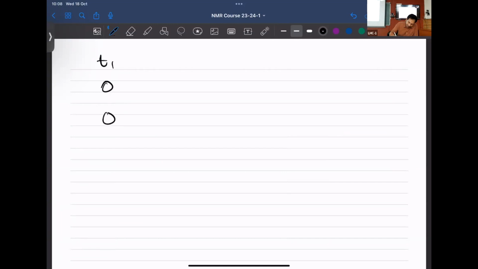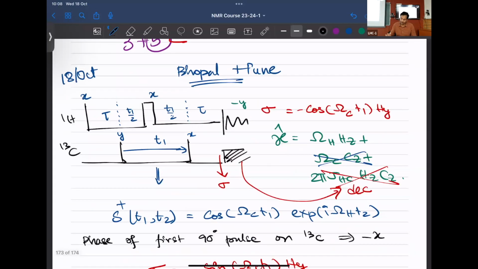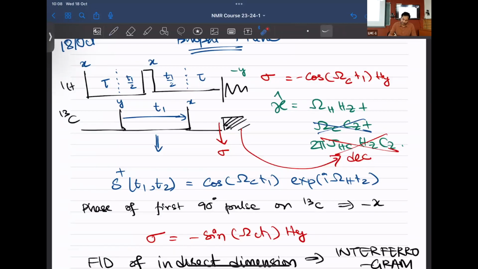For the first value of T1, the phase of the first 90 pulse we have kept at Y, and the next scan, it's kept at X. And the receiver phase, you will continue to keep at minus Y, because you do end up getting minus HY. That will not change. If you change the first pulse, only this part will change. If you're not sure about it, go back and do it. The rest will remain the same. Therefore, you have to keep the same receiver phase.